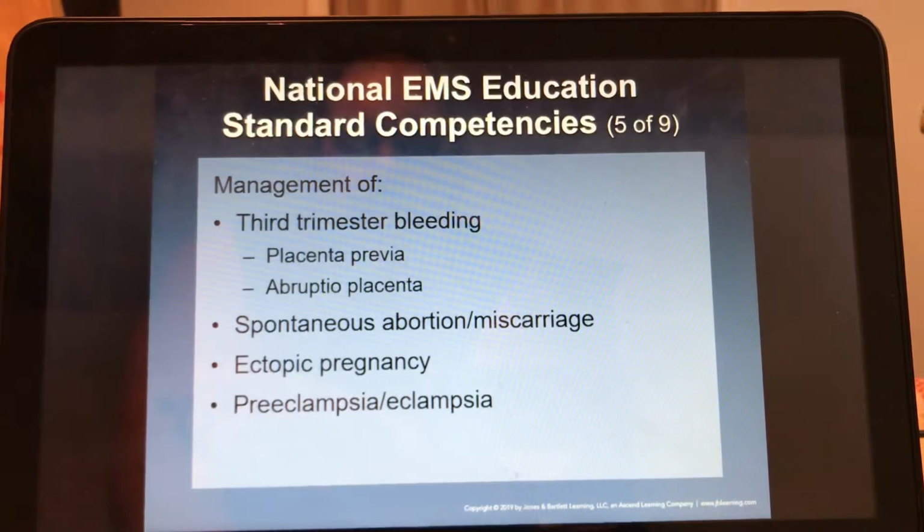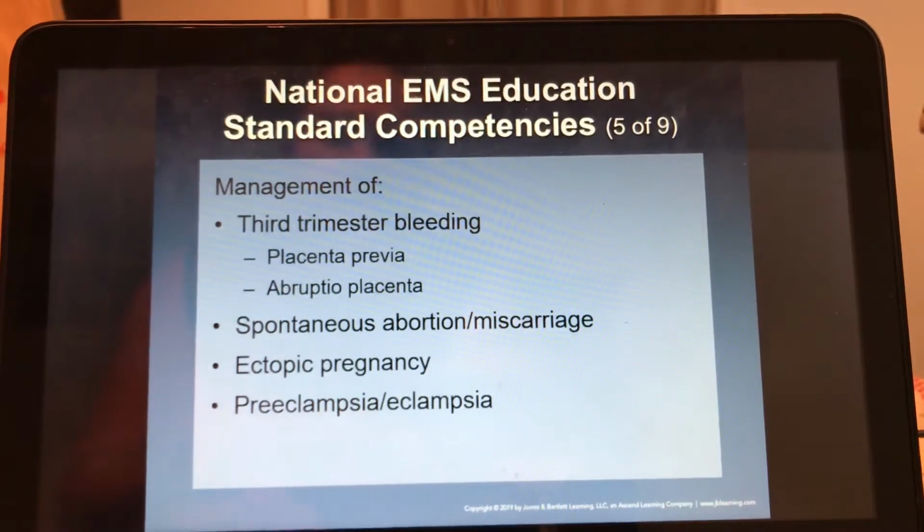We're going to talk about 3rd trimester bleeding, placenta previa, and abruptio placentae. We're going to talk about abortion and miscarriage, the differences between spontaneous, intentional, impending, and things of that nature. Ectopic pregnancy, we did cover that last week, but we're going to touch on it again.